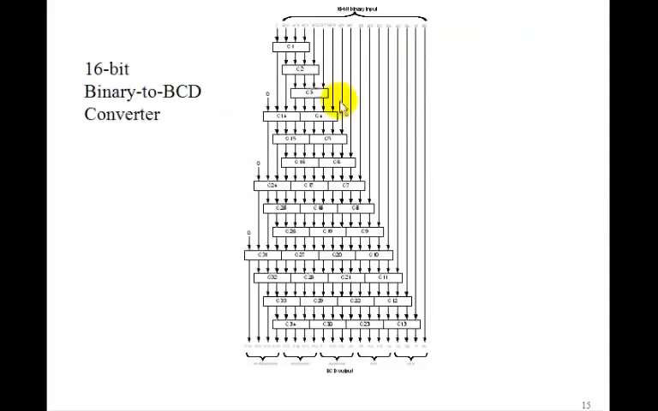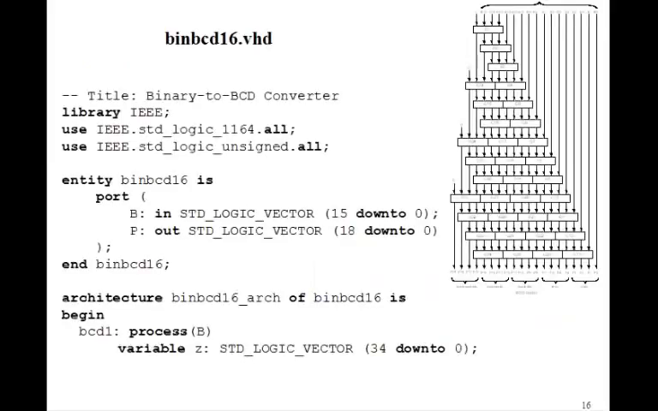Here's what a 16-bit binary to BCD converter would look like. You could put in FFFF here and get out, up to 65,535 out. B then would be 15 down to 0. If you drew the picture, you'd see that P would be 18 down to 0. Variable Z is now up to 34 down to 0.